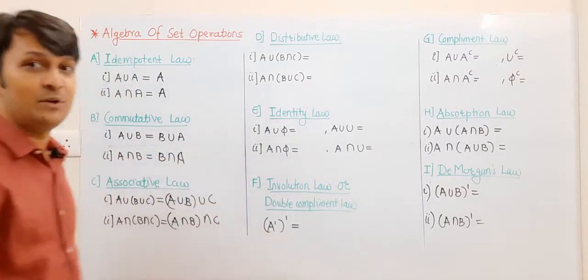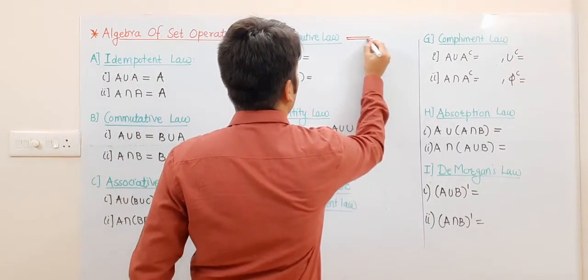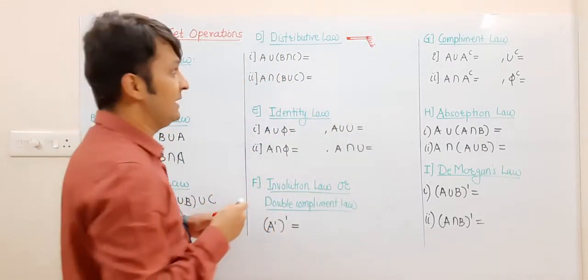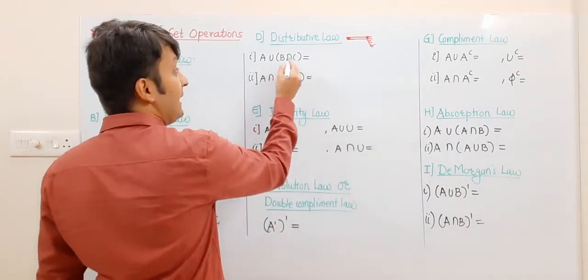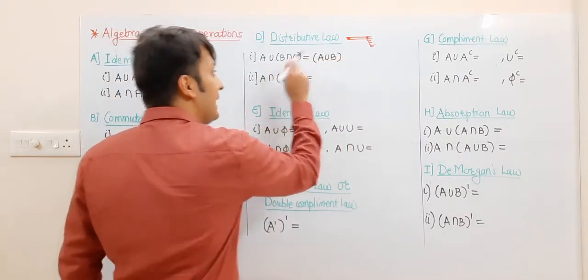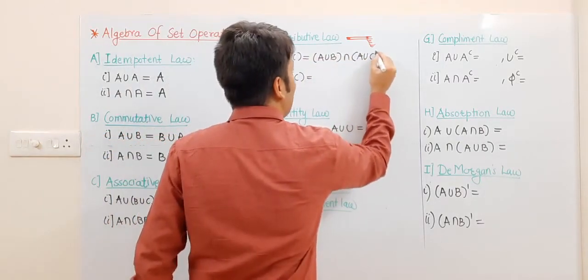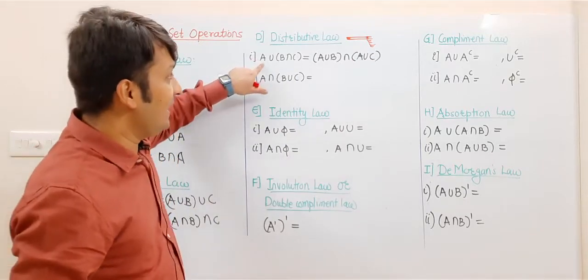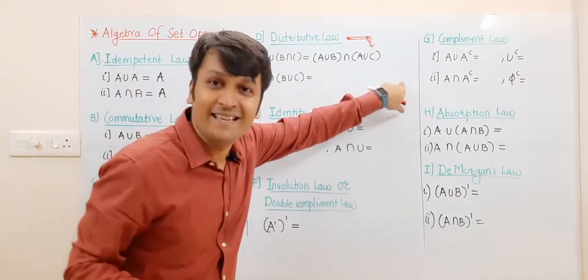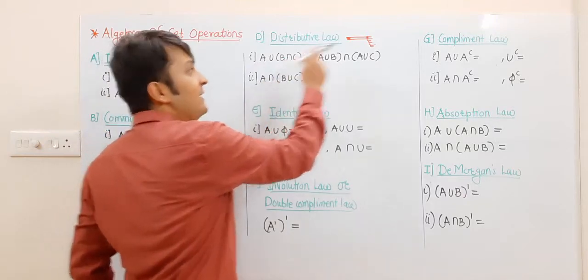Check next, distributive law, and this is the most important law. Remember, this is the most important law. We need this everywhere. Check this one carefully. A union B intersection C is A union B intersection A union C. I'll repeat this once again. A union B in the first bracket, intersection A union C. Correct? That means send this A with B first and then send this A with C.